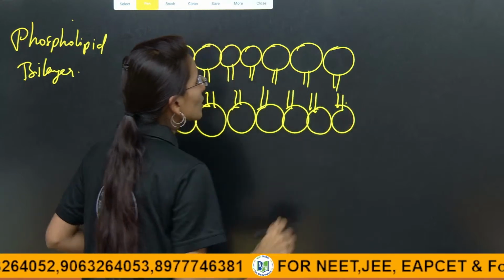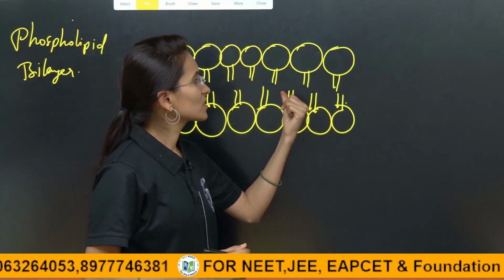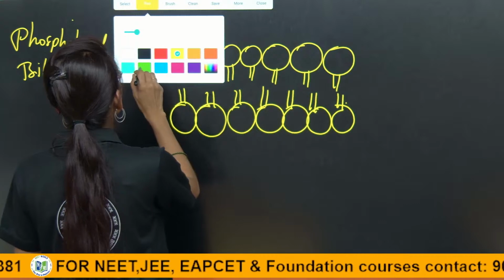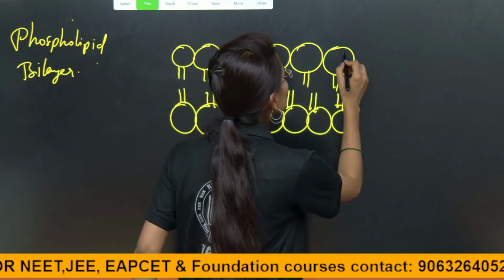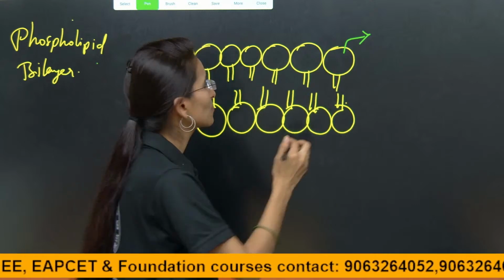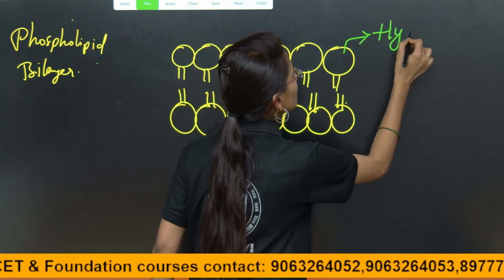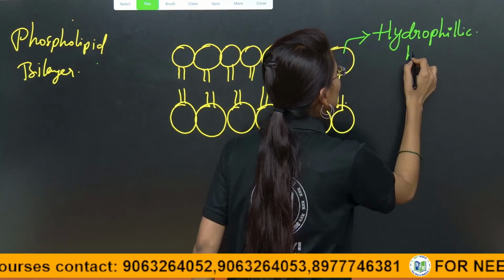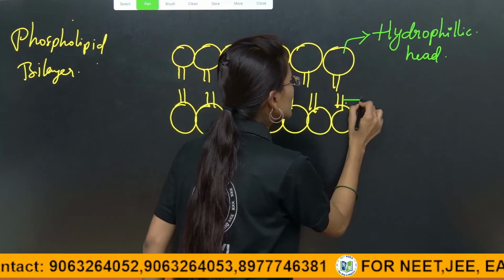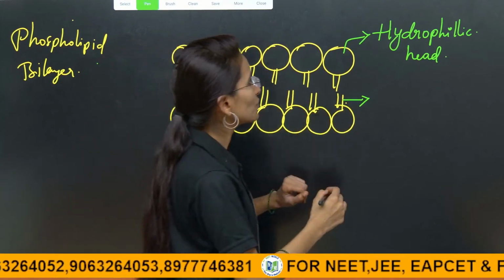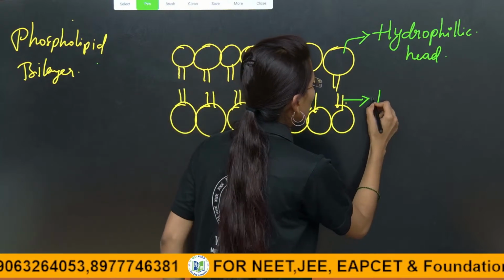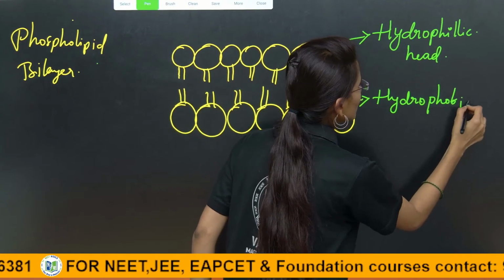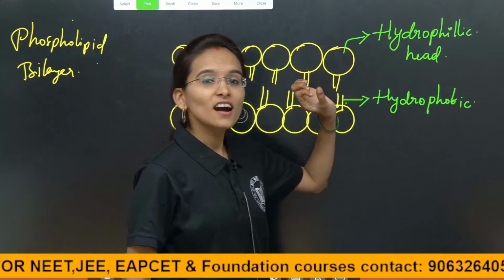Now if we look into its single lipid structure, it is going to contain two components. Phospholipid is made up of how many components, children? Two components. It contains a hydrophilic head, and the tail is hydrophobic in nature. The tail is hydrophobic and the head is hydrophilic.